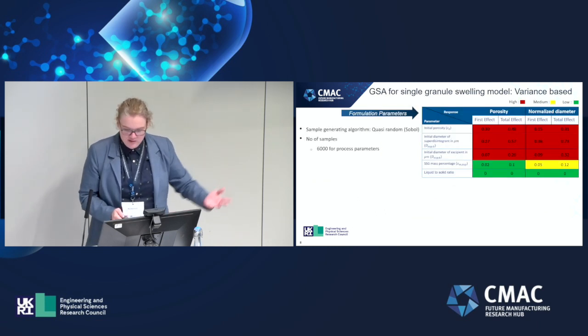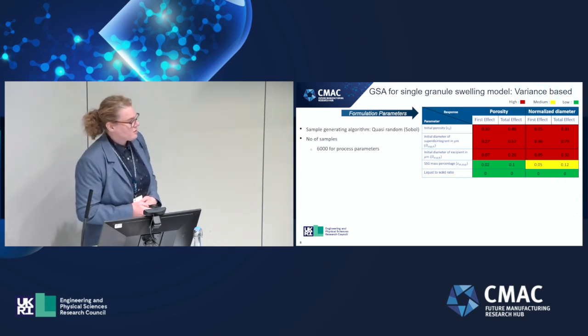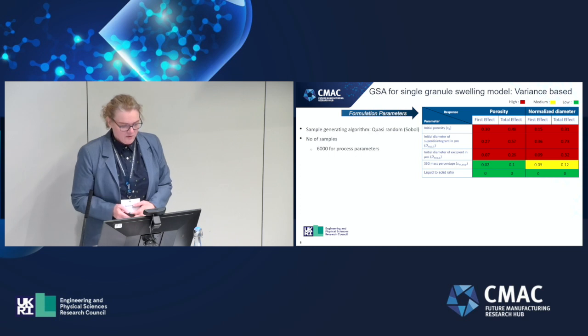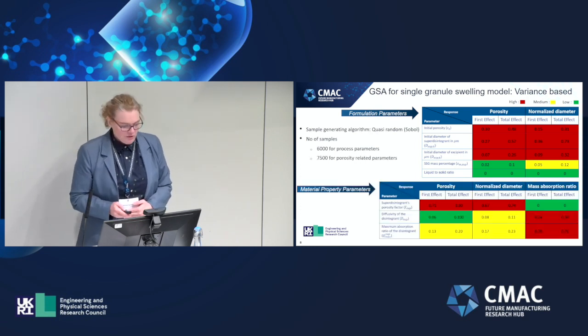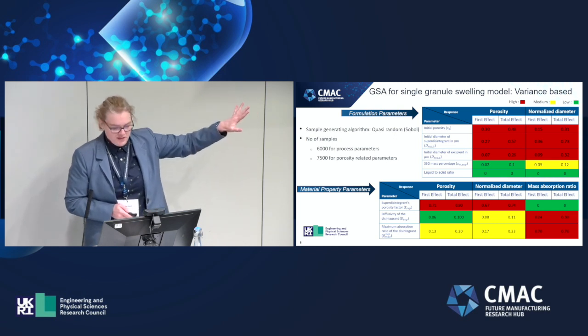So we've got a model. One of the first things we had to do was start looking at what's important in this model and what is not so important in this model. So we looked at formulation parameters and we looked at material property parameters. Now I'm not going to go through all these different parameters in great detail.